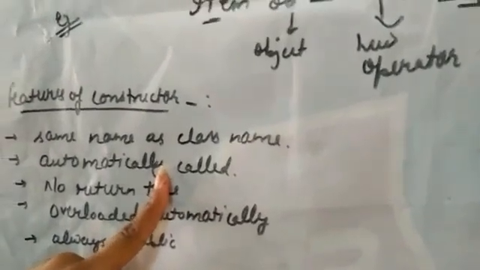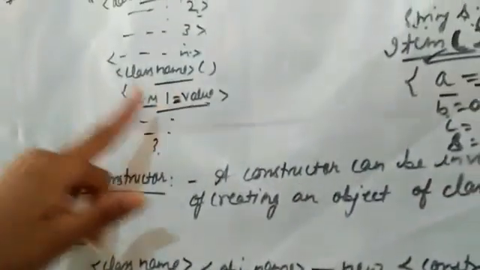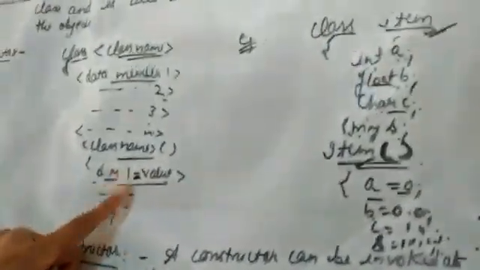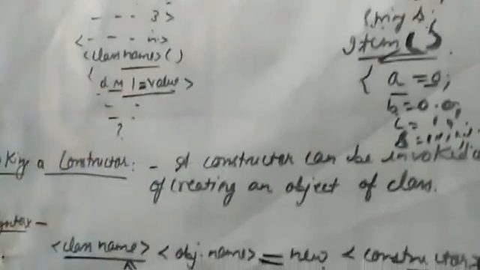Then the next one is no return type. It means a constructor needs no return type. A constructor is only used to initialize the data members. So, it has no return type.